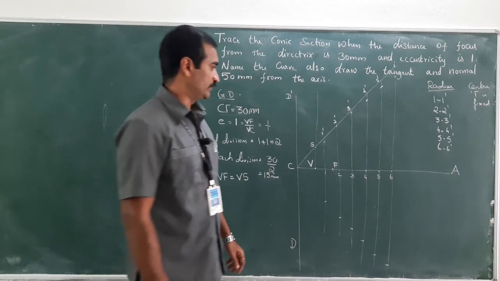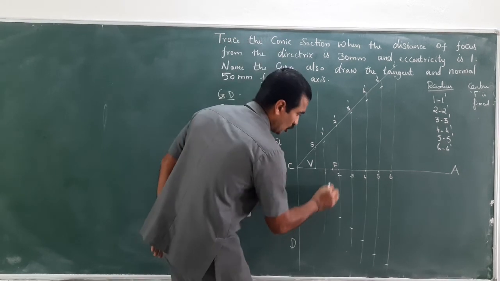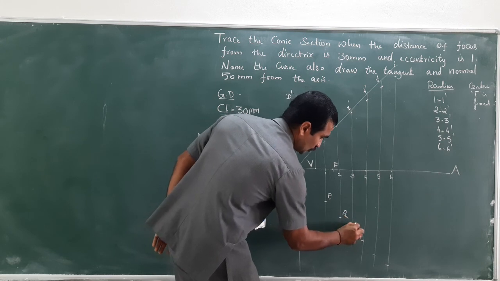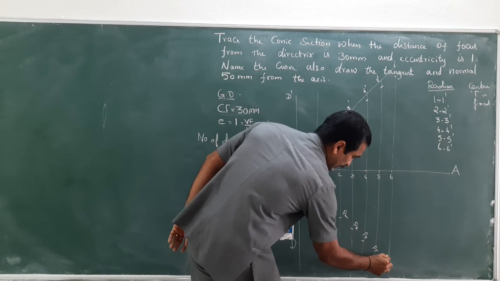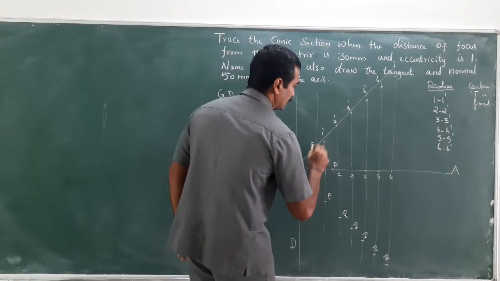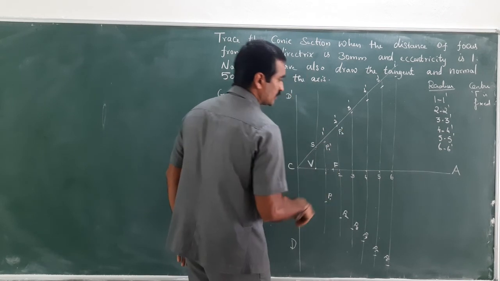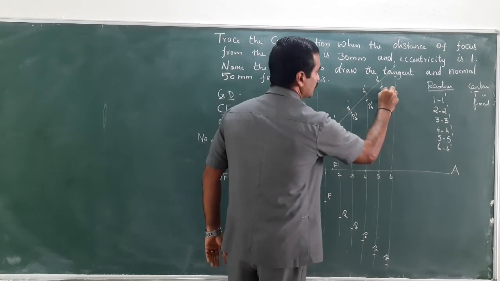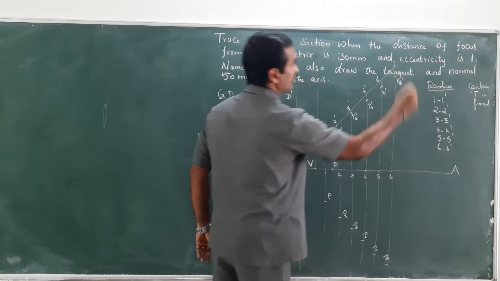Right. Fine. Now I am going to give naming for this. Below the axis I give P1, P2, P3, P4, P5 and P6. Above the axis, I'll give the name P1 dash, P2 dash, P3 dash, P4 dash, P5 dash and P6 dash.